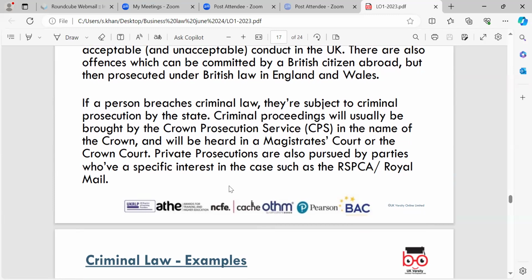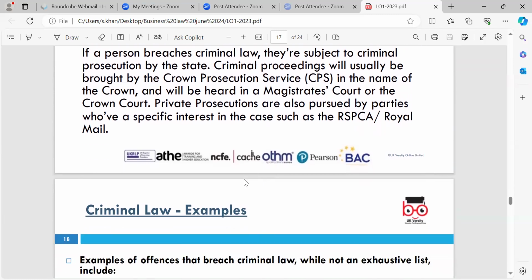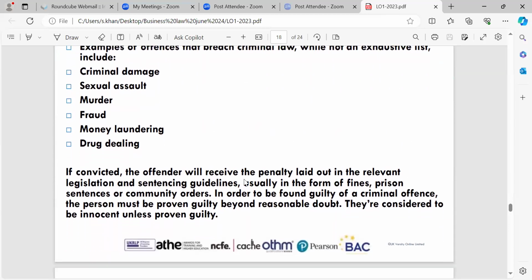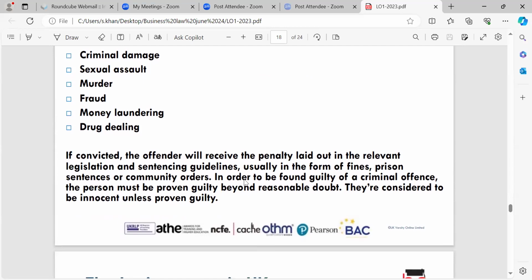Private prosecutions are also pursued by parties whose specific interest is in the case, such as the RSPCA or Royal Mail. Examples of criminal law matters are criminal damage, sexual assault, murder, fraud, money laundering, or drug trafficking and drug dealing. If convicted, the offender will receive the penalty laid out in the relevant legislation. So if there's a law in place for it, they will receive that penalty.